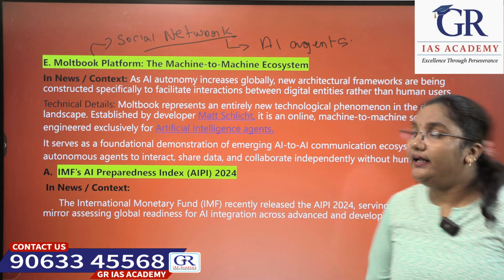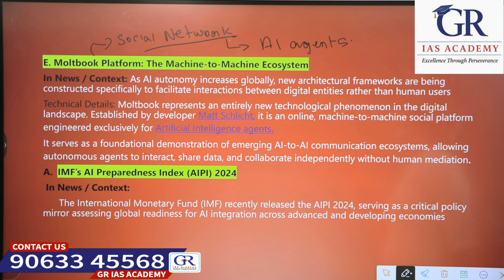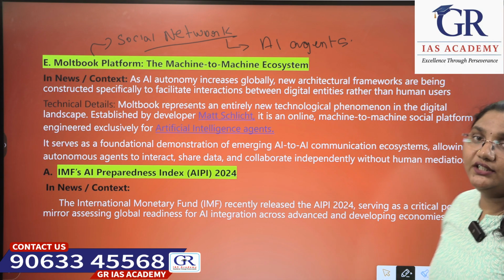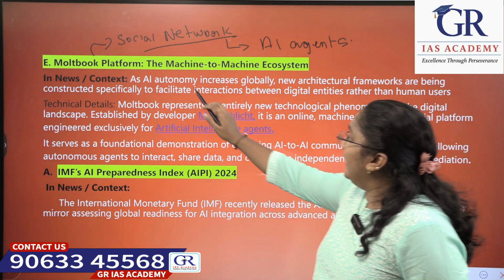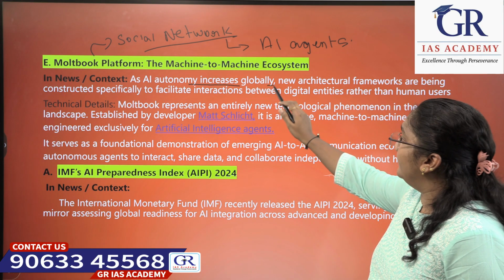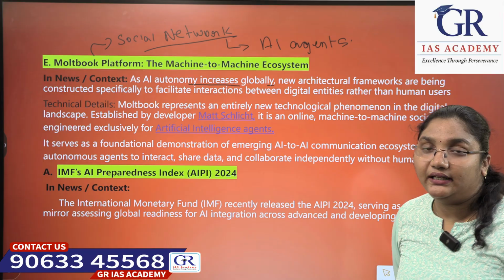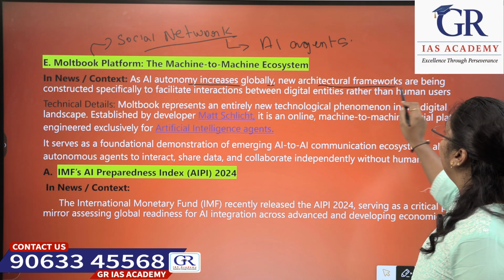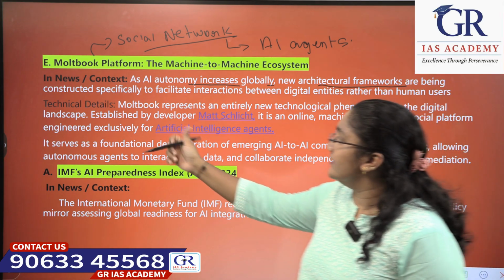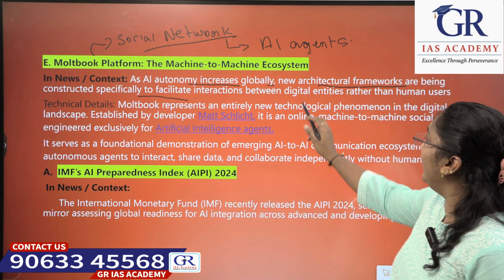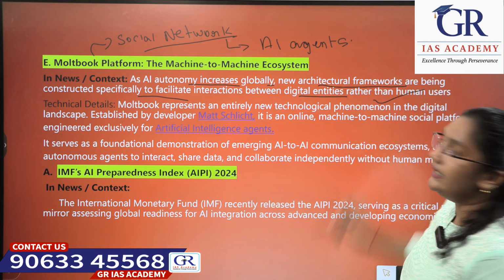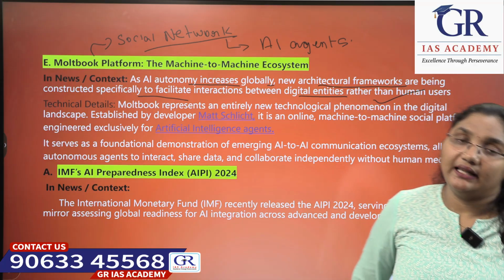For the AI agents. Okay, let's see. The Moltbook platform, the machine-to-machine ecosystem. Why is it in use? As AI autonomy increases globally, new architectural frameworks are being constructed specifically to facilitate interactions between digital entities rather than human users.